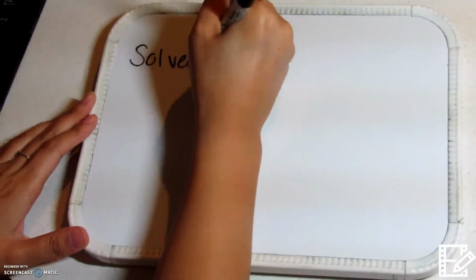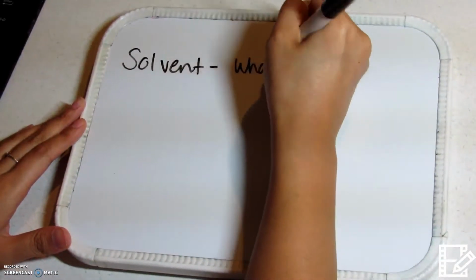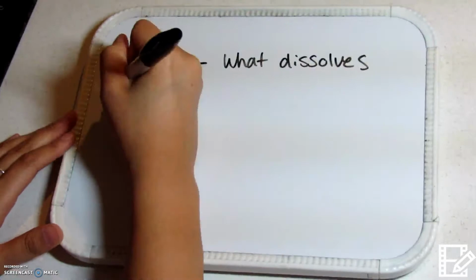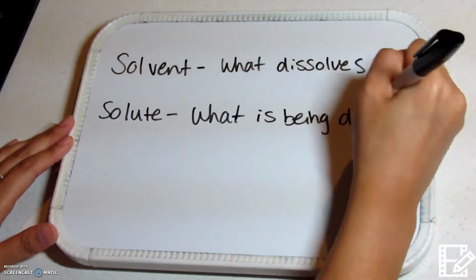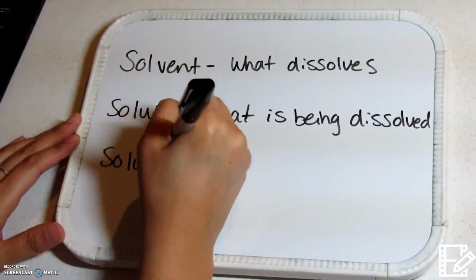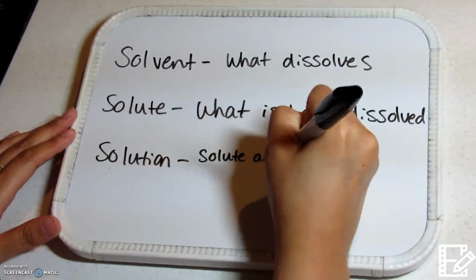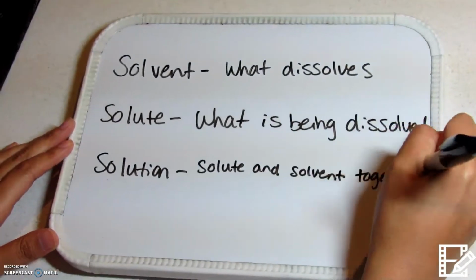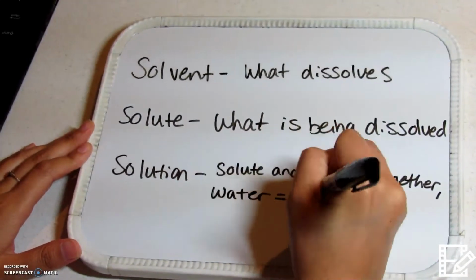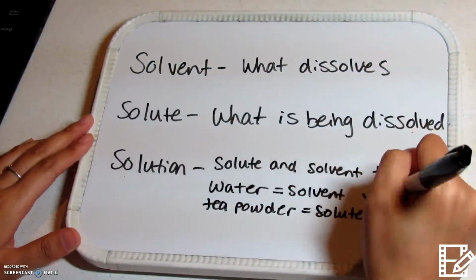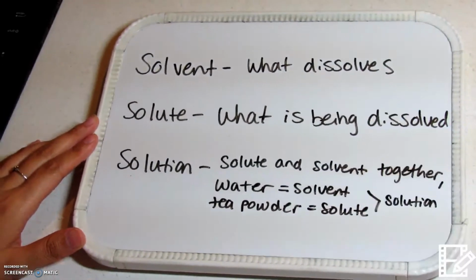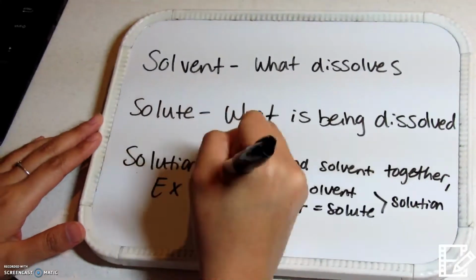It's good to know the difference between a solvent, a solute, and a solution. A solvent is what dissolves something. A solute is what is being dissolved. A solution is a solute and a solvent together. It's what you have when you're done. An example is when you have water and tea powder.